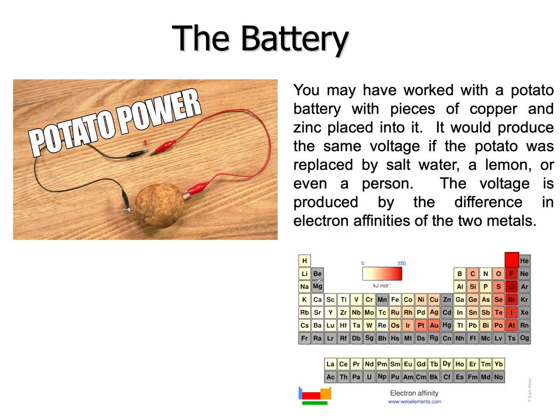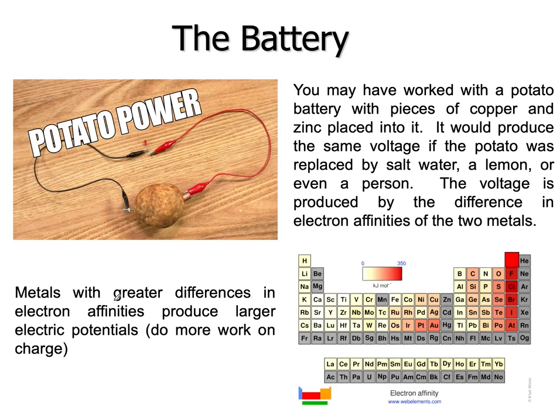So what's going on here? Here's a table of electron affinities. Some materials would love to gain an electron. For example, here, fluorine, chlorine, bromine, iodine, astatine. And some other materials would love to lose them, like over here. The ones in grays are kind of neutral. But what you end up with is something interesting. Metals with greater difference in electron affinities produce larger electric potentials, do more work on the charge, produce higher voltages.